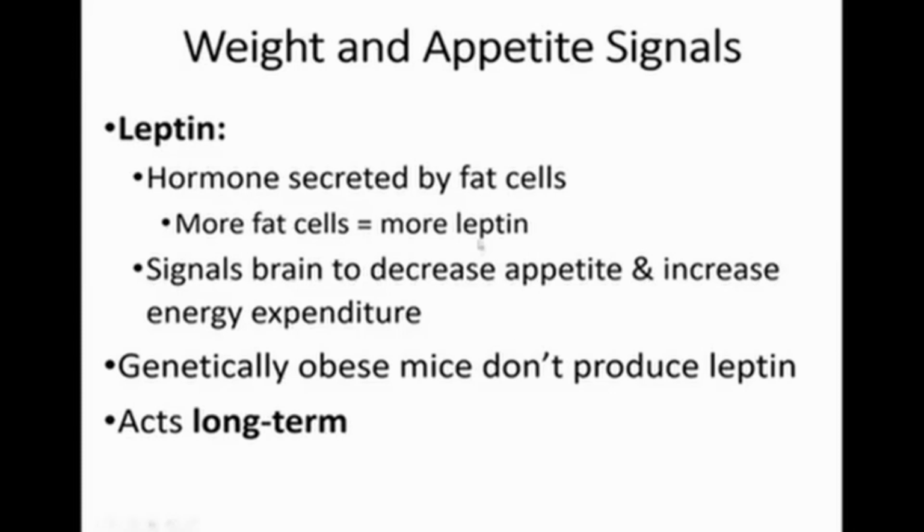And the higher your leptin levels, the more your brain should be suppressing your appetite. So high levels of leptin cause your brain to signal a decrease in appetite and increase energy expenditure. So you're going to eat less and try and increase your metabolism. And we've studied leptin production and the effects of it in some genetically engineered obese mice.